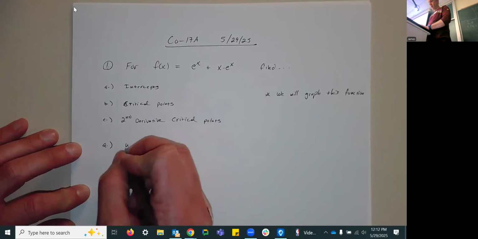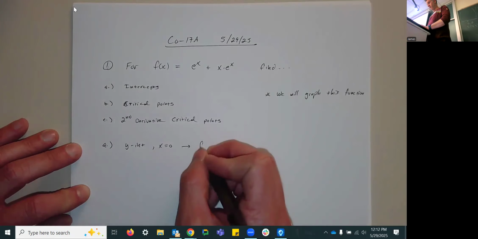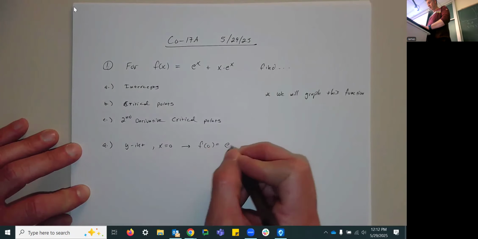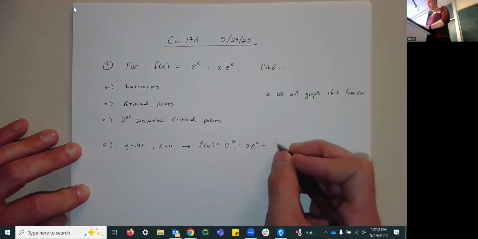So my y-intercept, we're going to set x equal to 0, and we're going to get f of 0 equal to e to the 0 plus 0 times e to the 0, which is 1 plus 0, just 1.